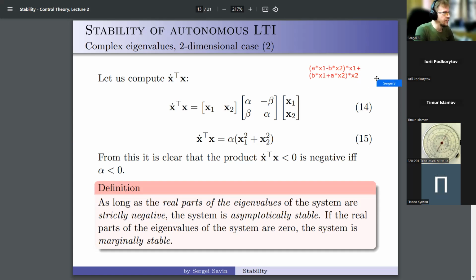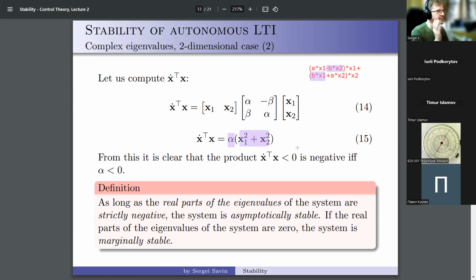Then what we will find out is that this minus sign here allows us to cancel this part, beta x1 x2, with this part, which is beta x2 x1. They're the same, they'll cancel. What we will have is alpha times x1 squared plus x2 squared.